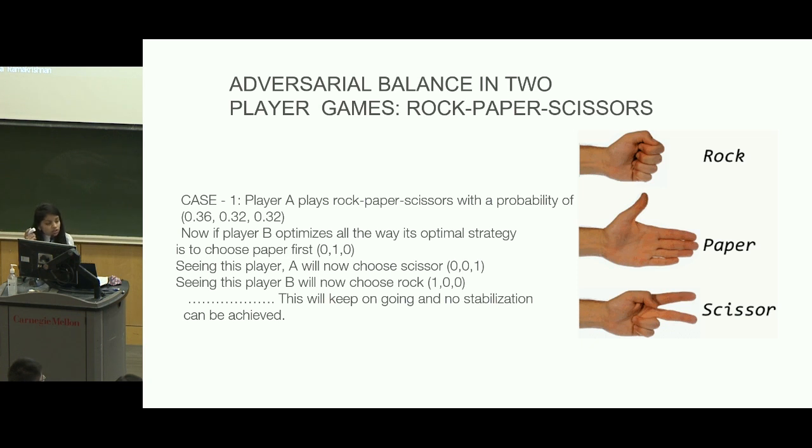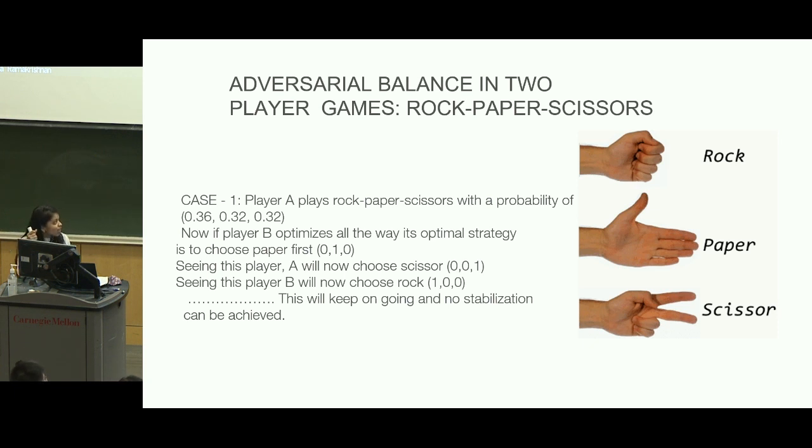Now what happens in the GAN is, I would like to explain how oscillation is happening. For this, we will consider that I am playing the game with 0.36, 0.32 and 0.32. Now suppose I give a chance to player B and he has a chance to optimize. What will he choose? If I play with 0.36, 0.32 and 0.32, to win against me, paper, right. So once player B has chosen paper, what should I choose to defeat player B?